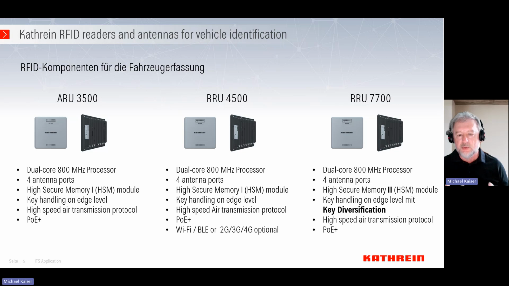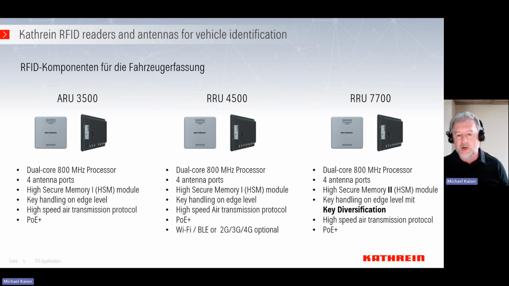We have the RRU 4500, the RFID reader unit. Here we have really 4 antenna ports, no antenna integrated. We have the same dual core processor to run the software directly on the device or to handle the data. So we can format the data, sort the data, and do some pre-tests before we ship the data, and we can store and buffer the data with this dual core processor, depending on the application.